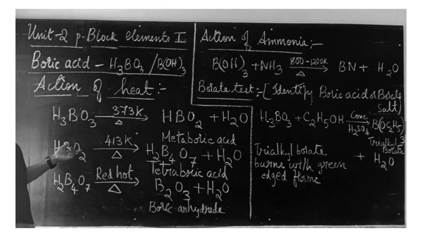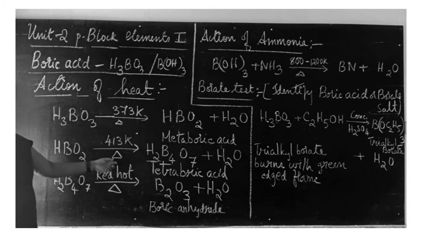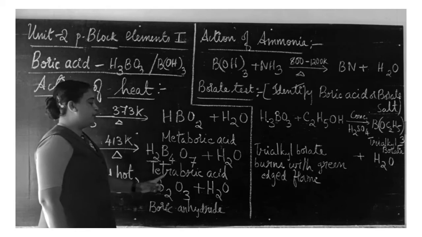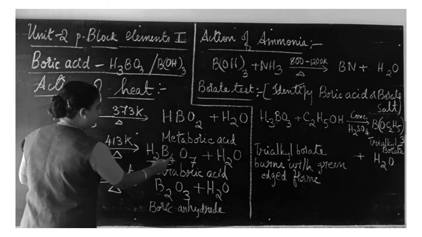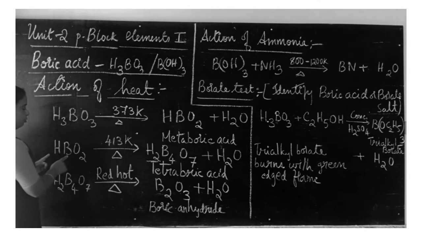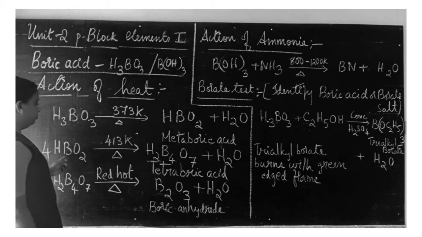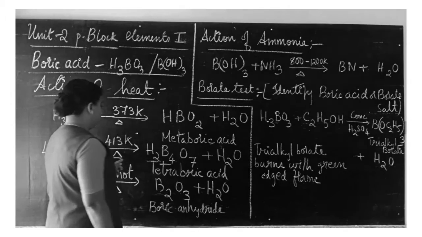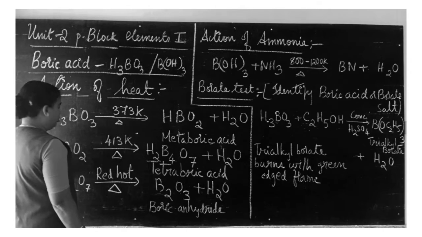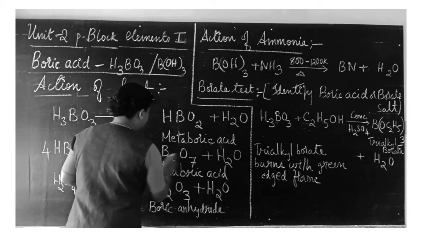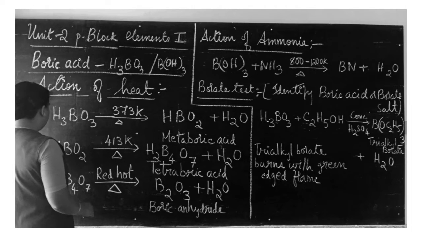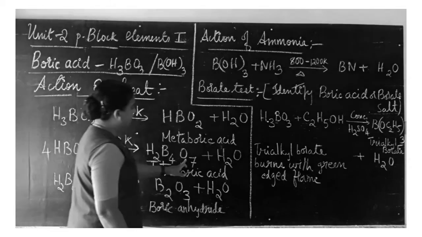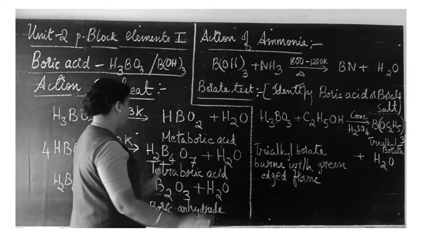Metaboric acid heated again to 413 Kelvin gives you tetraboric acid plus water. Now let us balance here. On the right-hand side boron is 4, whereas on the left-hand side there is only 1 boron. So I put a 4 here. Now there are 4 hydrogen on the left-hand side, and on the right-hand side also 4 hydrogen. Oxygen on the left-hand side is 8, and on the right-hand side also 8 oxygen, so that is also balanced.